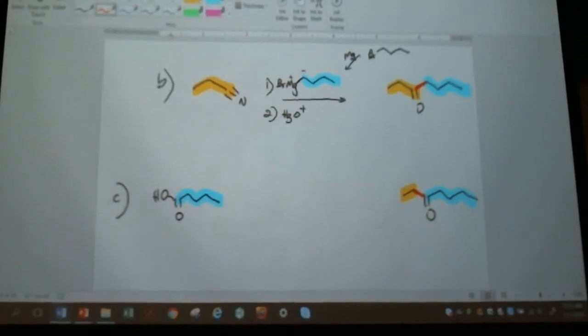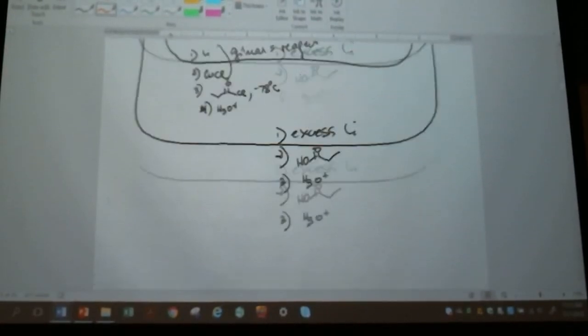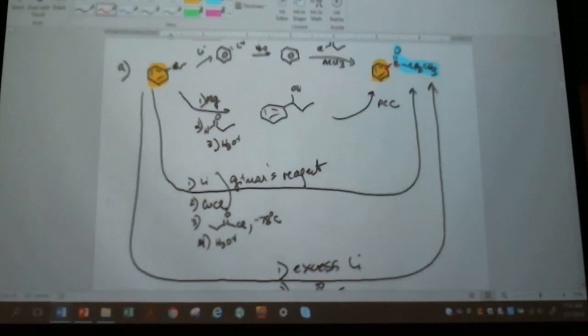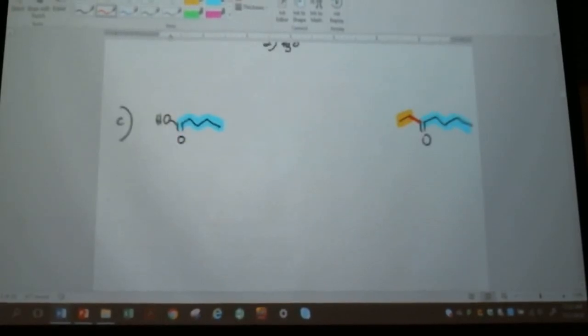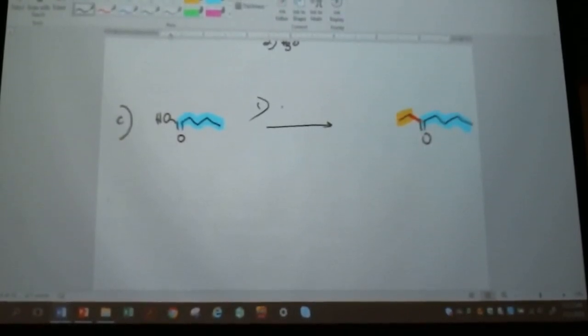That's the bond that we're making. Right? And we just looked at carboxylic acid and said that if you have a carboxylic acid, add an organolithium to it, you end up forming a ketone.